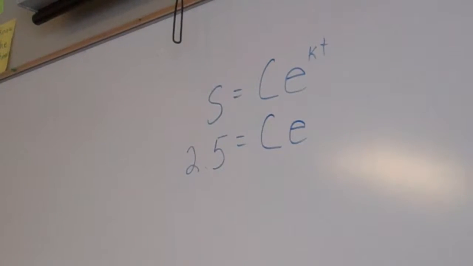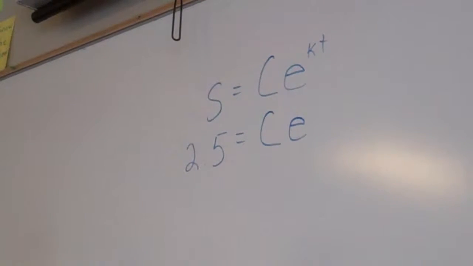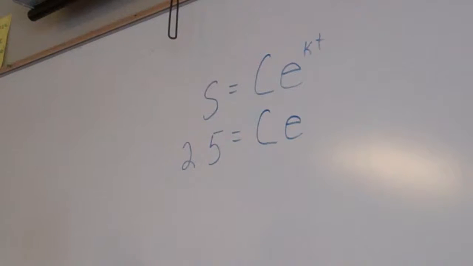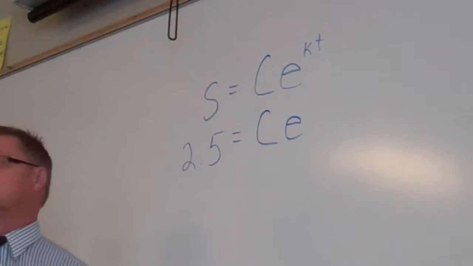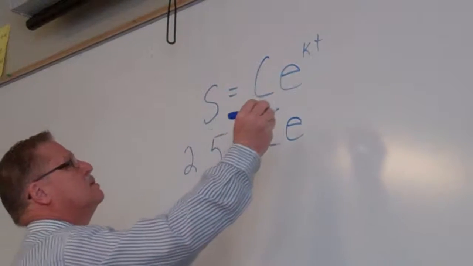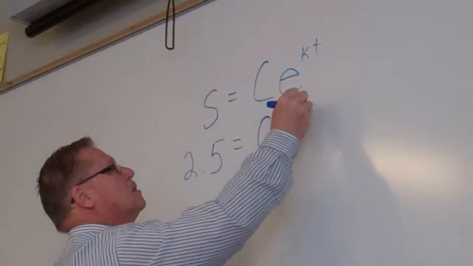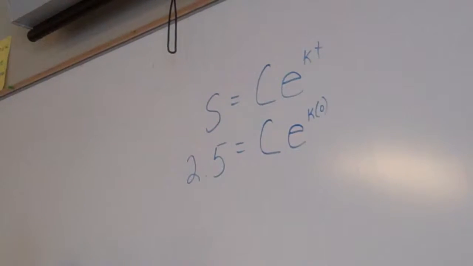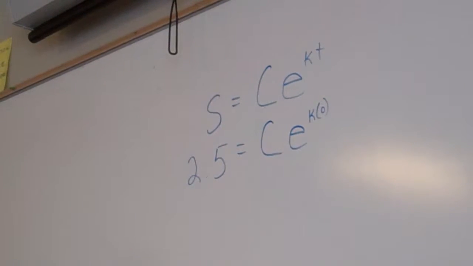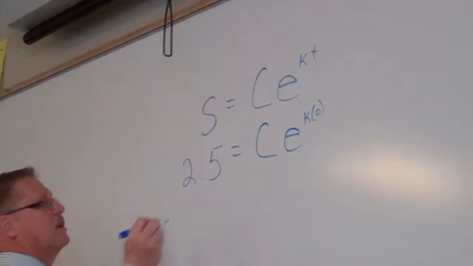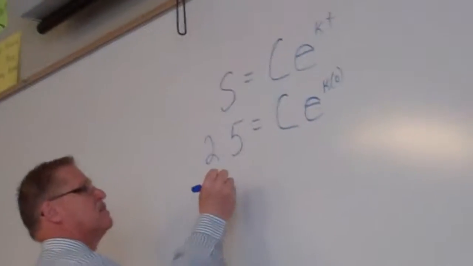When is the 2,500? It says initially. Initially means at the start. I think that's a 0. So I think we have that for a hint right there, don't we? When t is 0, S is 2,500. I feel like that's enough to figure out the C.